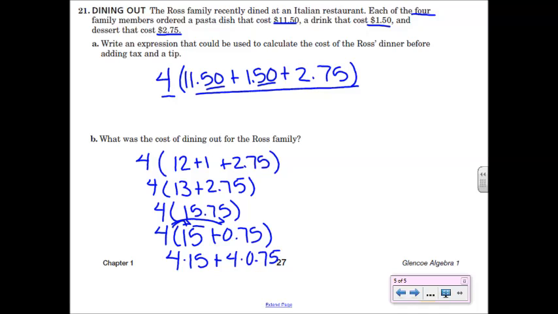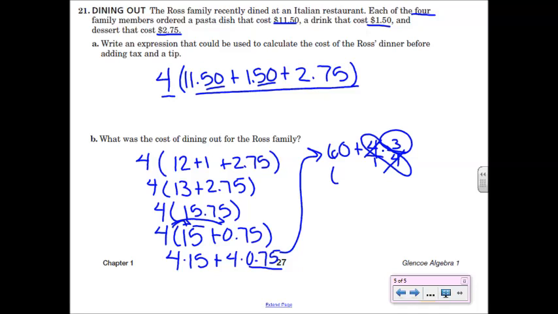4 times 15 is 60. And then I'm going to rewrite 0.75 as the fraction 3/4. And when I have fractions being multiplied and the same number is diagonal, like those two 4s, they cancel out. So I'm left with 3. 60 plus 3 is 63. I look back up, we're talking about cost, so my units are dollars.